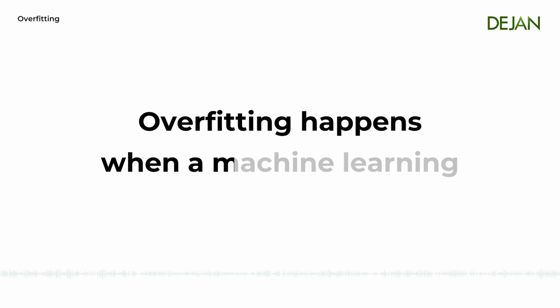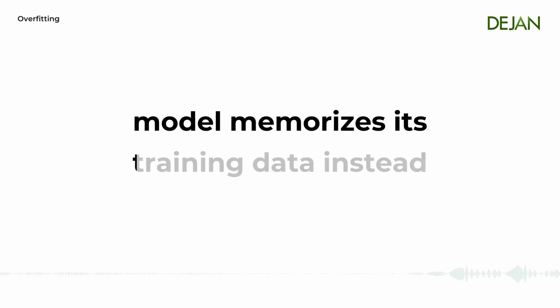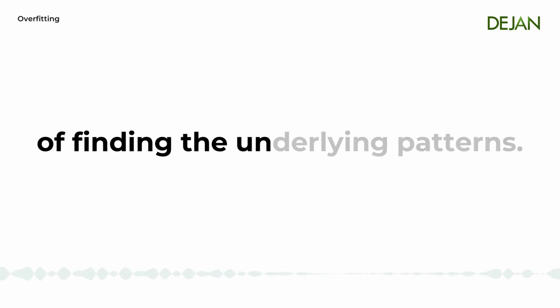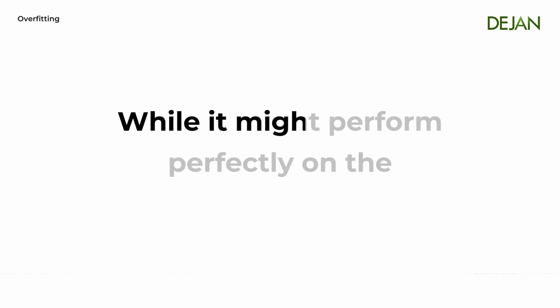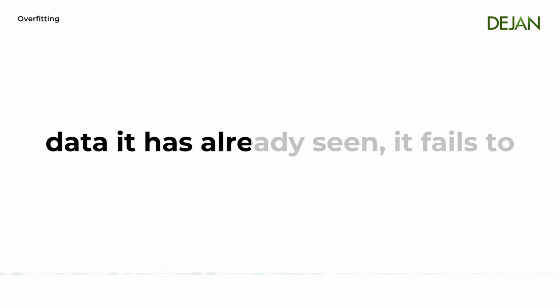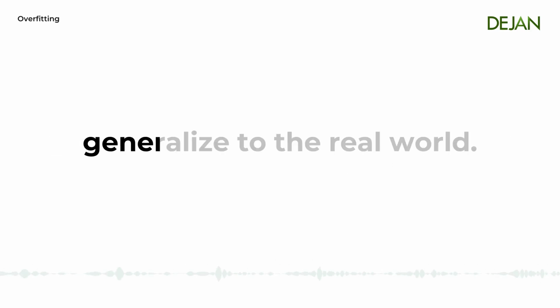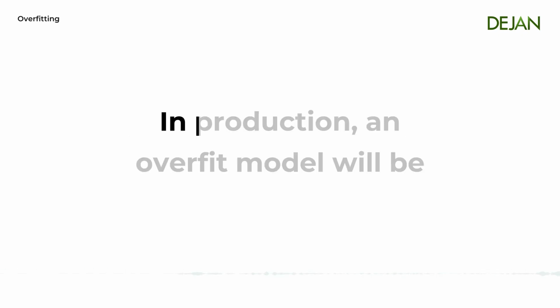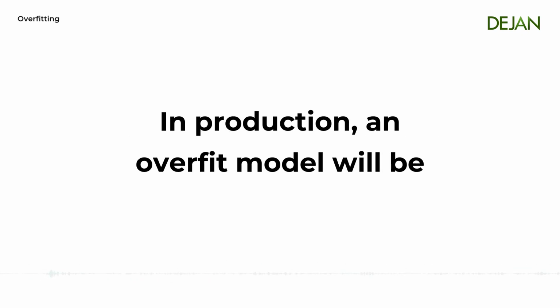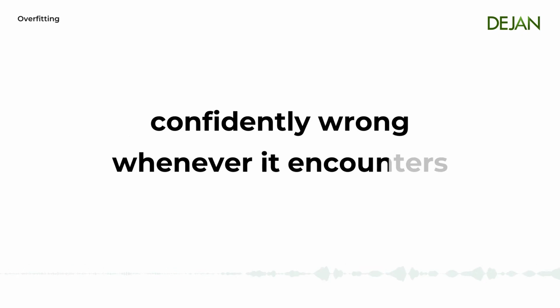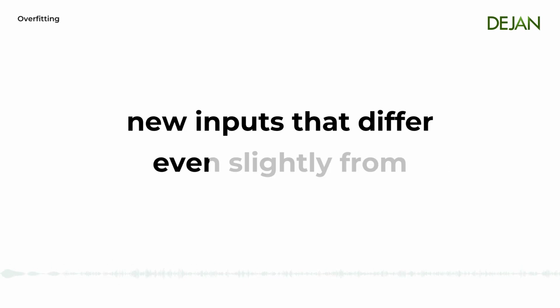Overfitting happens when a machine learning model memorizes its training data instead of finding the underlying patterns. While it might perform perfectly on the data it has already seen, it fails to generalize to the real world. In production, an overfit model will be confidently wrong whenever it encounters new inputs that differ even slightly from its training set.